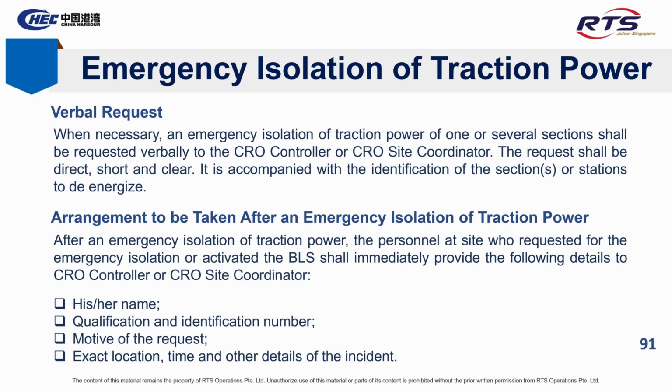Emergency isolation of traction power. In case of an emergency, traction power for specific sections can be verbally requested to be isolated by informing the CRO controller or CRO site coordinator. The message must be brief, clear, and specify the section or station to de-energize. Following the isolation, the requester must immediately provide their name, qualification, and ID number, the reason for the request, and the exact location, time, and incident details.